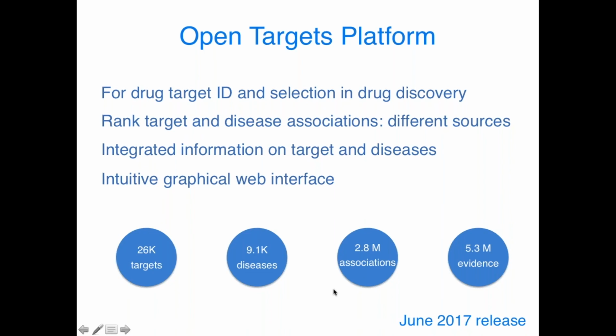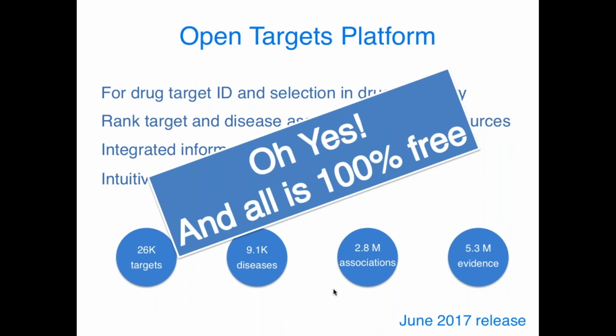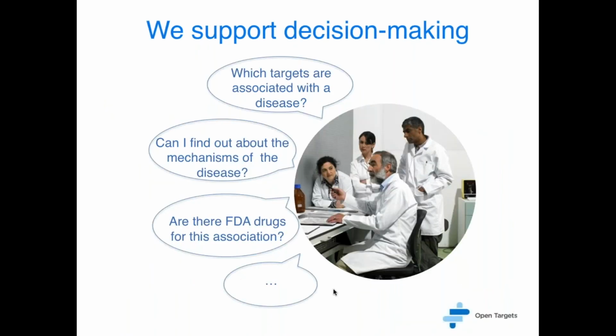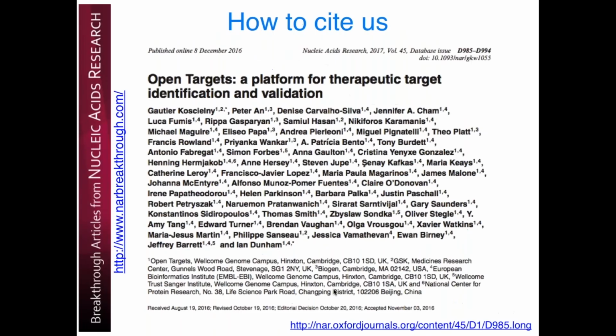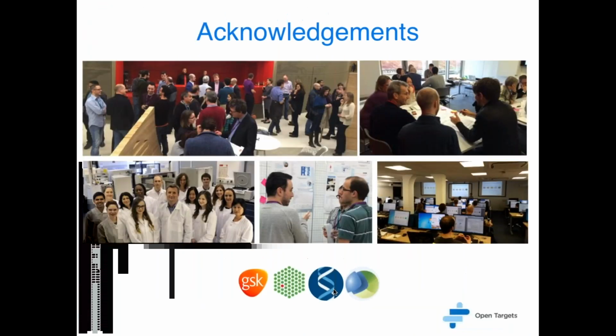These are just some of the numbers of our latest release. Everything is 100% free, and you don't even need to register to get hold of this data. We believe we are here to support your decision making, whether you work in academia or industry. There are many questions you can use our platform for. If you want to get more information, I would strongly recommend you read this paper. It was selected as a breakthrough article from Nucleic Acids Research, and it's the paper to cite if you use Open Targets in your research.